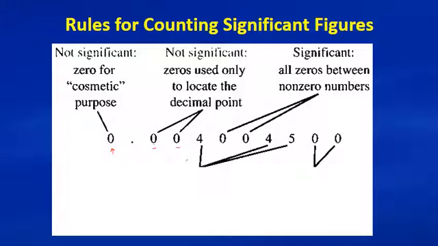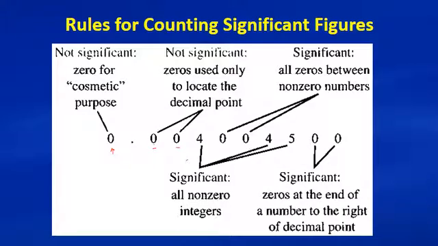Let's take a look at the next 2 zeros. These are significant because they're captive or sandwiched. Those are significant because they're integers. They're non-zero numbers. They always count. And the last 2 zeros? Well, they're at the end with a decimal point somewhere. So it counts. So this number has a total of 1, 2, 3, 4, 5, 6, 7 sig figs.